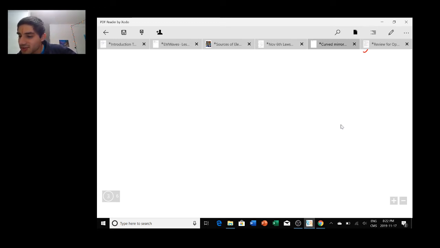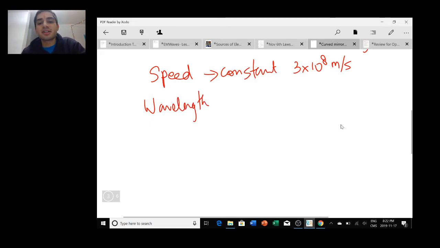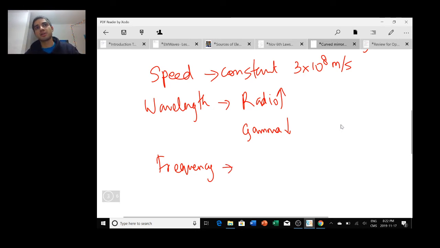What is the relationship between wavelength, frequency, speed, and energy of an EM wave? That's a good question. Speed is always constant. Electromagnetic waves have the same speed in vacuum: 3 times 10 to the power of 8 meters per second. Wavelength is, like we said, the distance between 2 crests or 2 troughs on a wave. Radio waves have the longest wavelength, and gamma rays have the smallest wavelength. Frequency is the inverse of wavelength. If wavelength gets bigger, the frequency gets smaller.